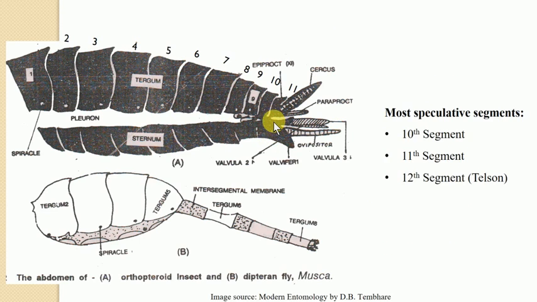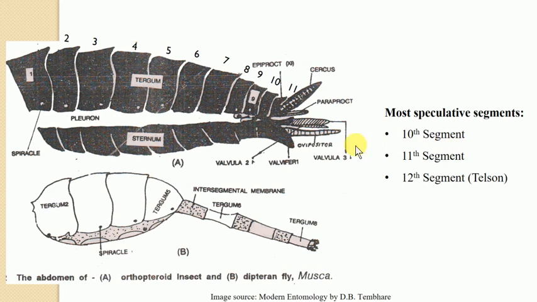Now the following account is given on the most speculative segments, and those segments are the 10th segment, 11th segment and the 12th segment. The remaining segments are similar in appearance and generally have the same components, but the 10th, 11th and 12th segments of the insect are generally well modified ones. So let's see one by one. First of all, the 10th segment.